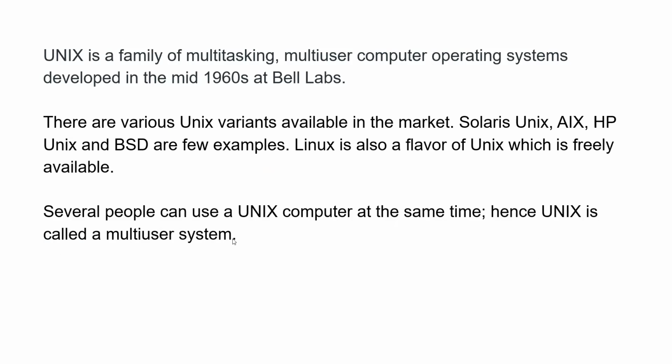Several people can access a Unix computer at the same time, hence Unix is called a multi-user system, right? This is a very important thing. Multiple people, like if you go to an ATM, you will be accessing the ATM from Hyderabad, and some friend of yours is accessing the same bank account using an ATM somewhere in Bangalore or Chennai, at the same time. This is called multi-user, right?